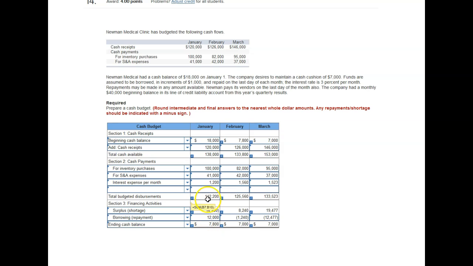This borrowing does not change this interest. We borrow this at the end of the month. We're going to pay more interest next month. You already see that. Okay. All right, let's go to February.